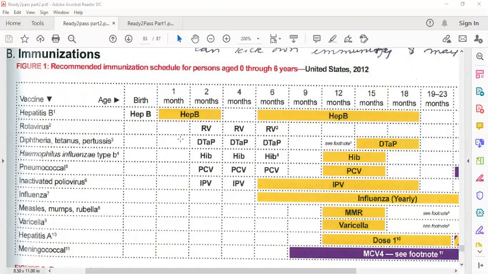So the next one is called Hib, Haemophilus influenzae type B, basically a droplet precaution. Droplet precaution, right? So Hib is 3 doses. The first dose, second month, second dose, 4 months, and third dose, usually 6 months, right? But some books mention the third dose is given at 12 to 15 months.